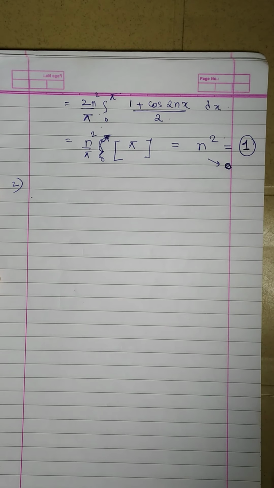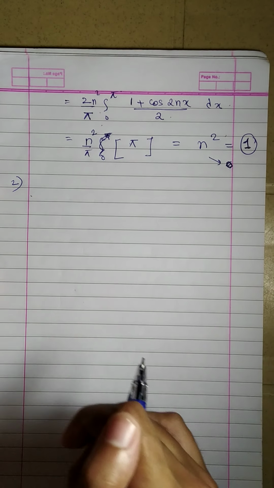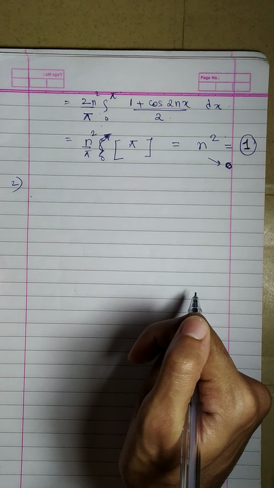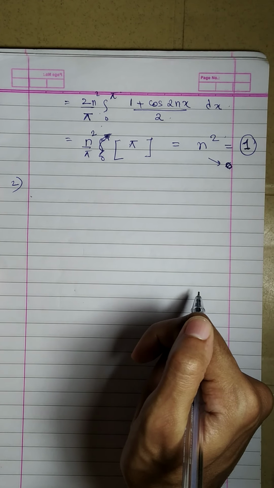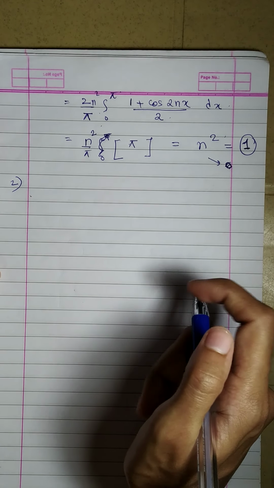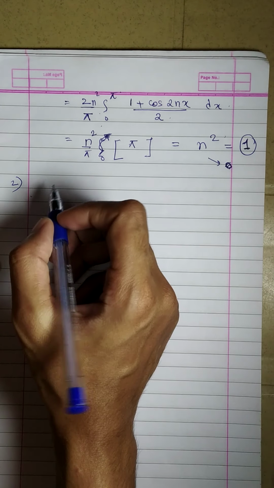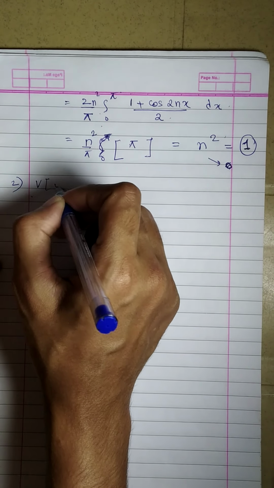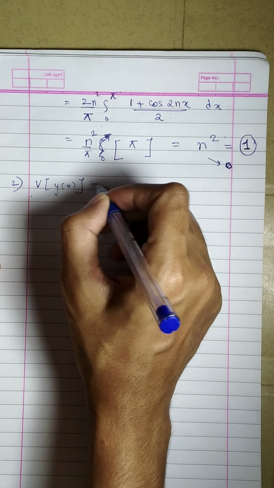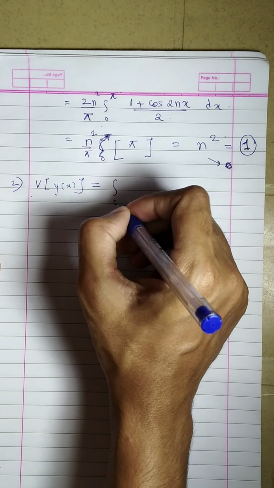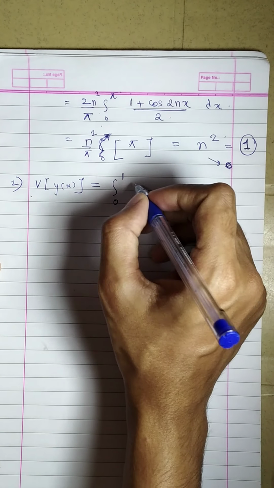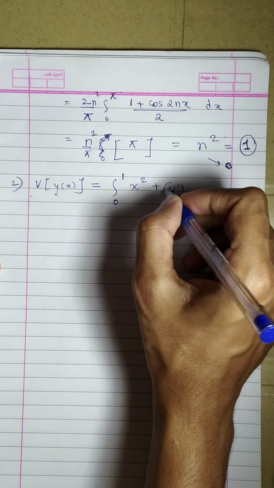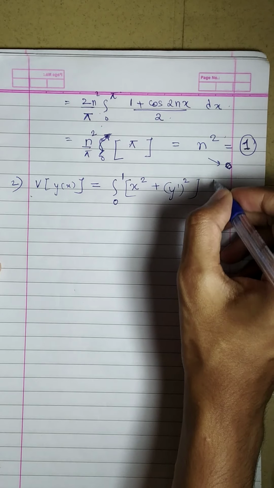Hello everyone. In the last video, we started with a new subtopic, that is extremals with conditions. We have already solved one example based on that. Now let us look at one more example. Extremize the functional I of y(x) equal to the integral from 0 to 1 of x square plus y dash square dx.